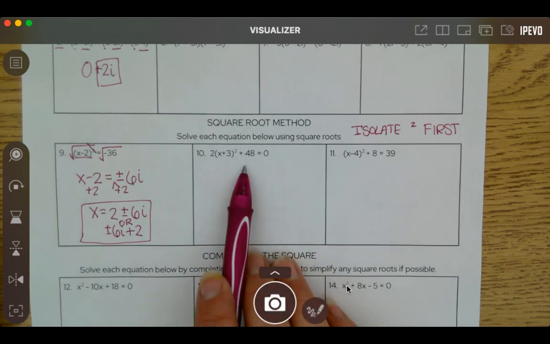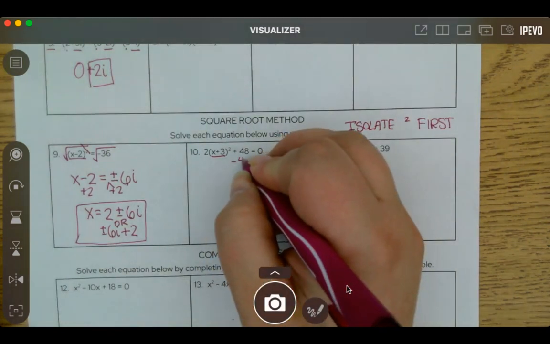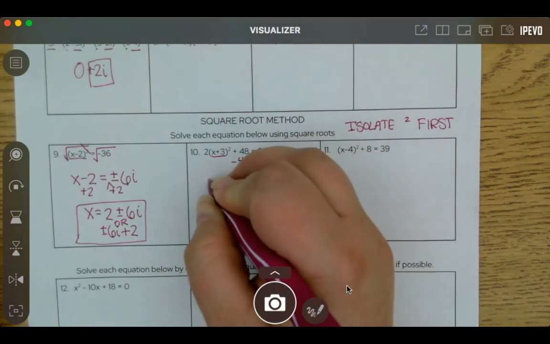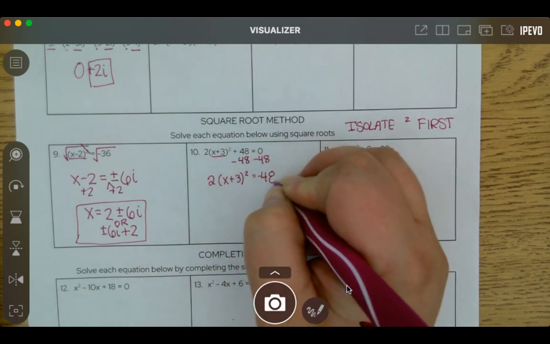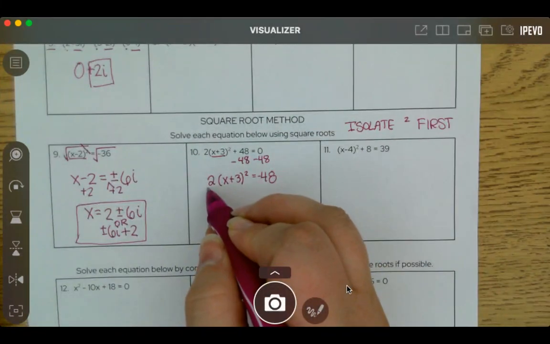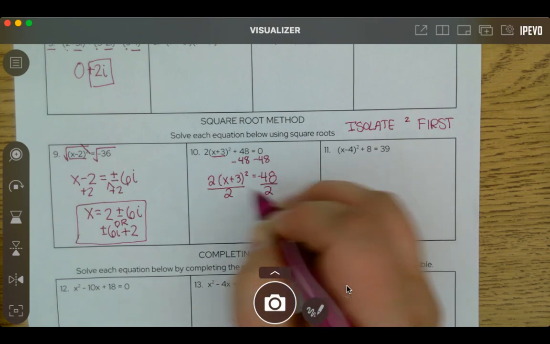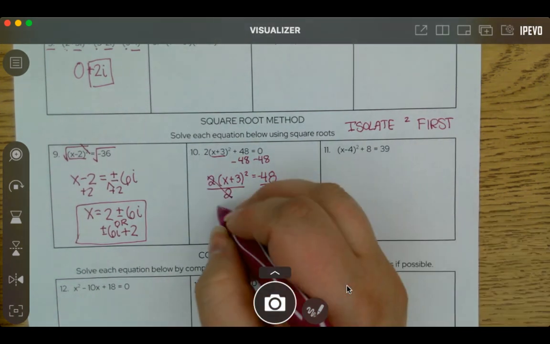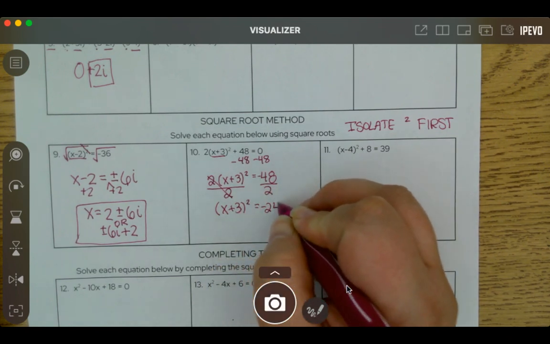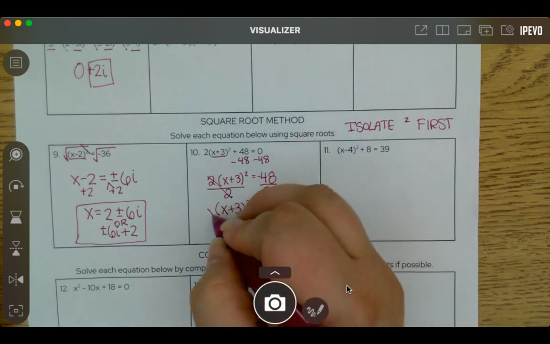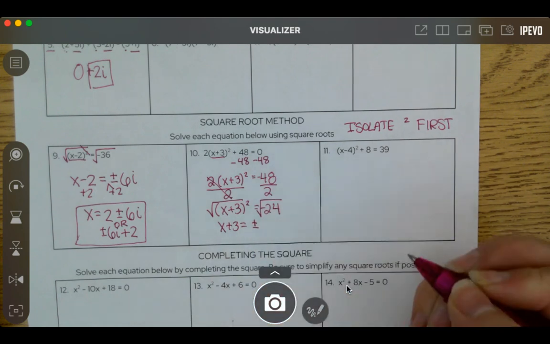Okay, on the next one, this is not by itself. So I'm going to subtract 48 to the other side. And then I want to get rid of the 2. I don't want to distribute the 2. I want to divide by 2 to just completely eliminate it. And I get x plus 3 squared equals negative 24. Then I square root both sides, and I get x plus 3 equals plus minus.